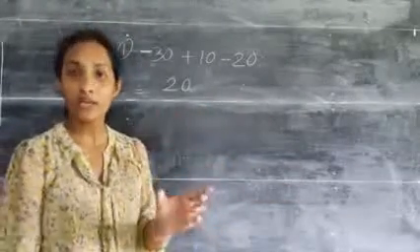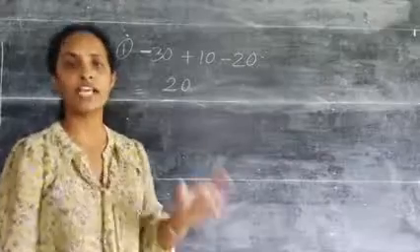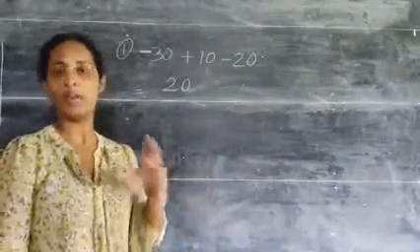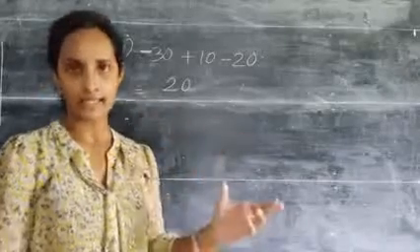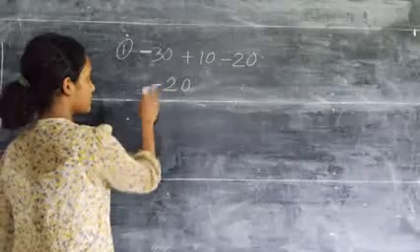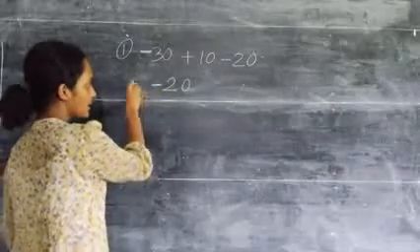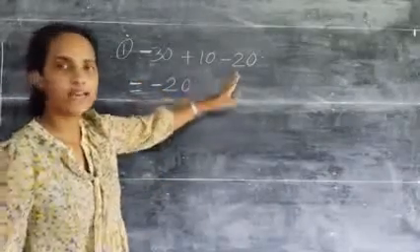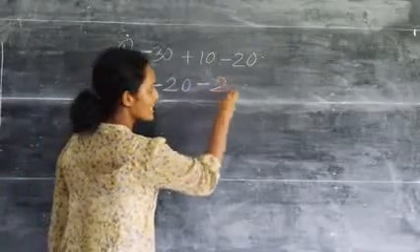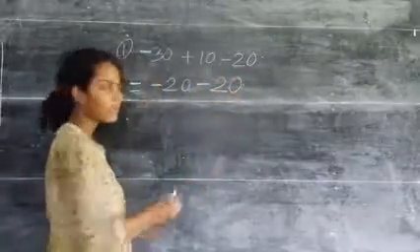Now what is the sign of 20? It is the greater number's sign. So what is the greater number? 30 is the greater number. And what is the sign of 30? Minus is the sign of 30, right? So we put minus 20. So our answer is minus 20, right? Now one more number is left. We write it as it is. What is the number left? Minus 20 is left. So we write it as it is, right?